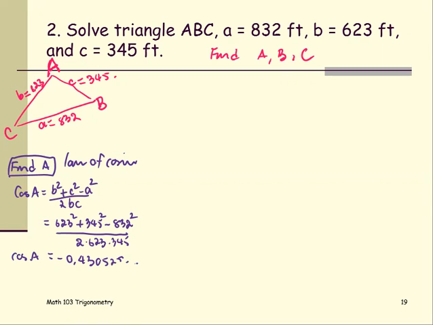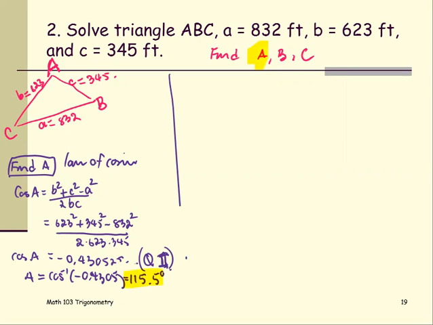The cosine A is negative. That indicates this is in quadrant 1. No, this is in quadrant 2, sorry. For the answer in quadrant 2, we're going to keep going by finding angle A using the inverse cosine of negative 0.4305. And the calculator should give you 115.5 degrees as angle A in the second quadrant. We have one solution down.